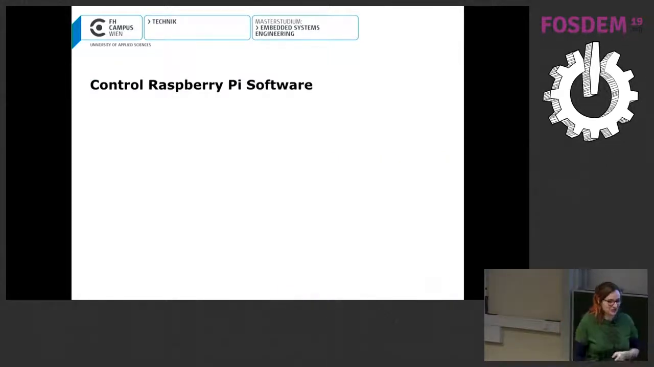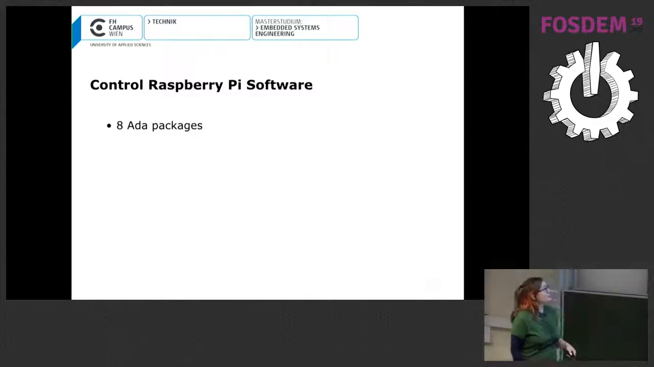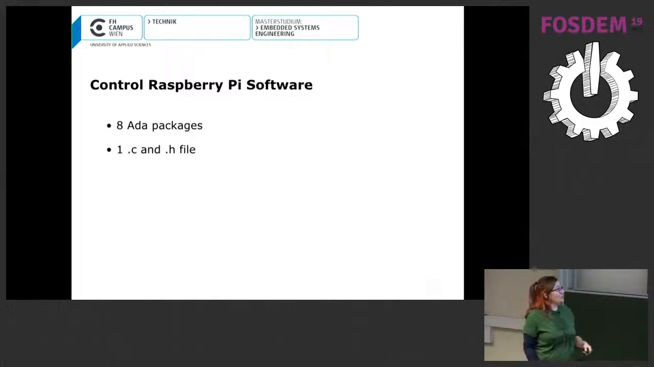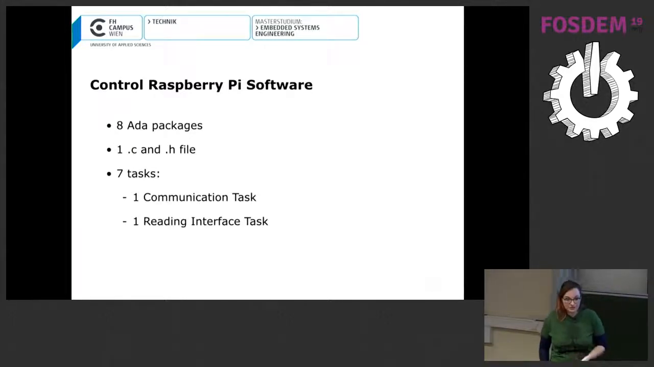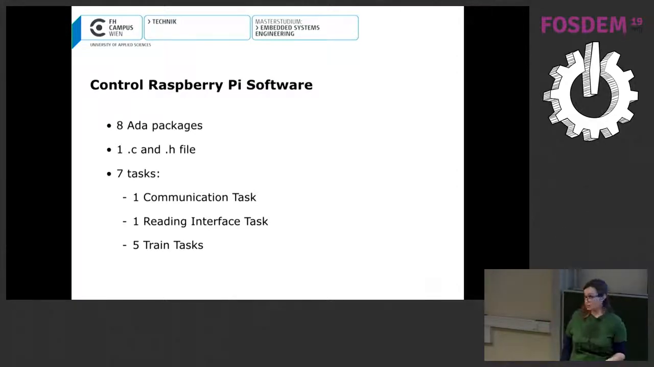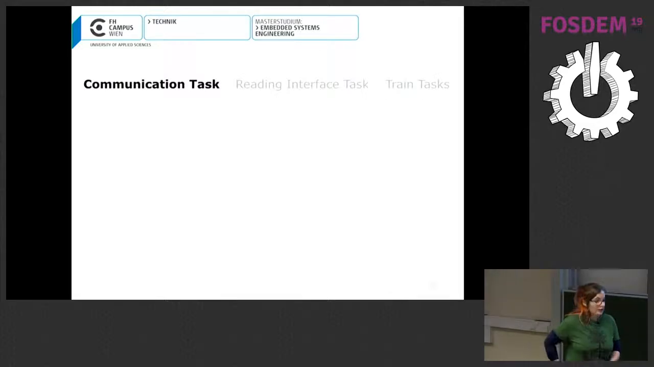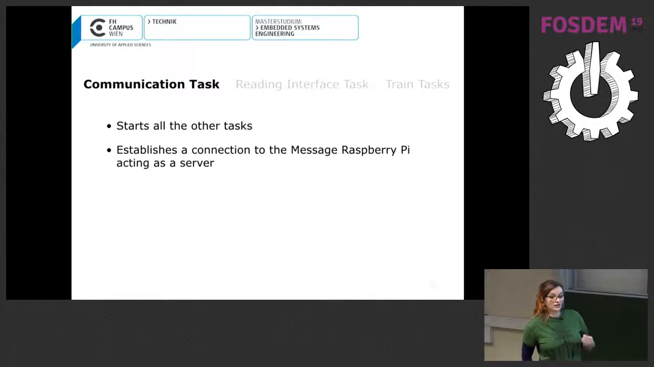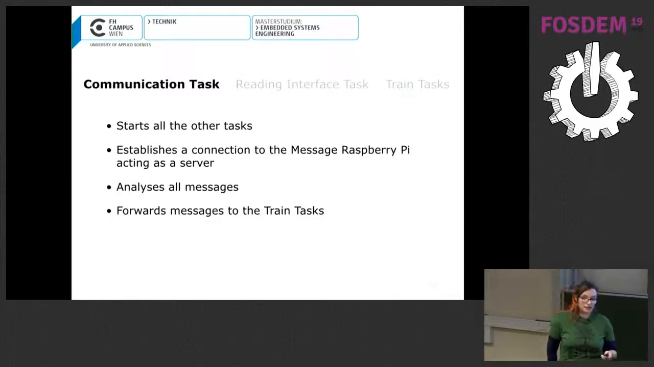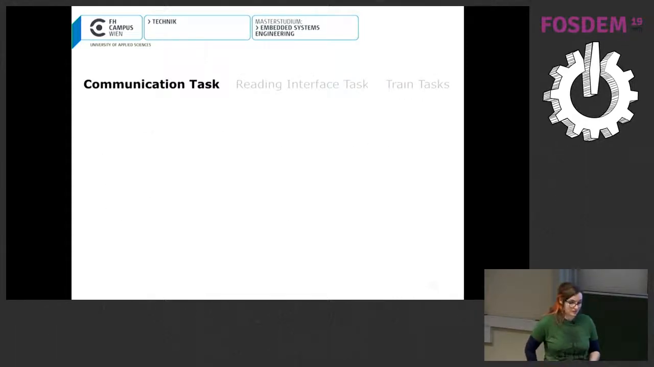Okay, the control Raspberry Pi software. We have 8 Ada packages, 1 C and a header file, and 7 tasks. There is the communication task, the reading interface task, and for each train, a task. So 5 train tasks, because I have 5 trains at the moment on the track. The communication task starts all the other tasks, establishes a connection to the message Raspberry Pi, which is acting as a server, analyzes all the messages, and forwards the messages to the train tasks.